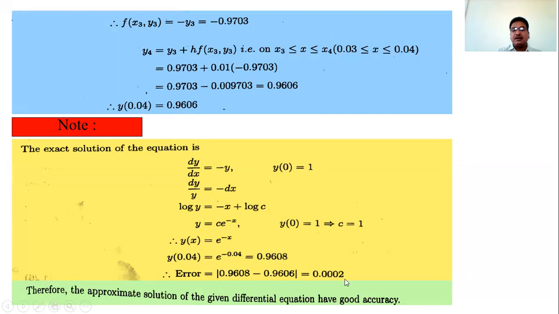And so what is the error? The error is 0.0002. That is, the approximate answer by Euler's method is correct up to 3 decimal places. But this part is not required in the example. This is only for your interest. That is, what is the actual answer and what is the approximate answer by Euler's method. This is the actual answer, y at 0.04. This is the correct answer. But what is the approximate answer by Euler's method? This is it.